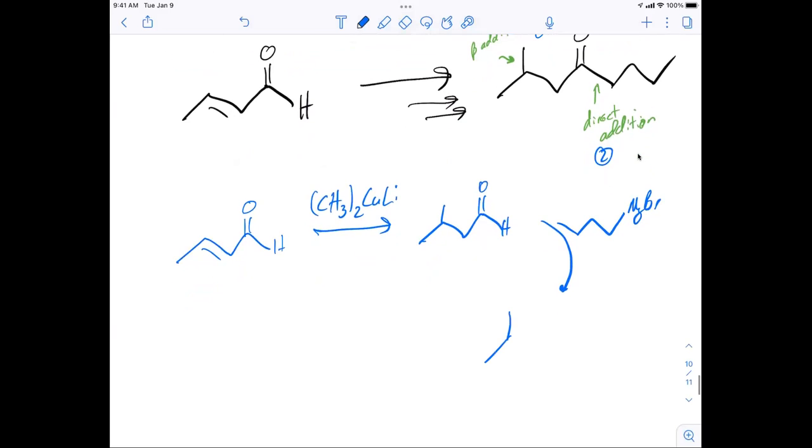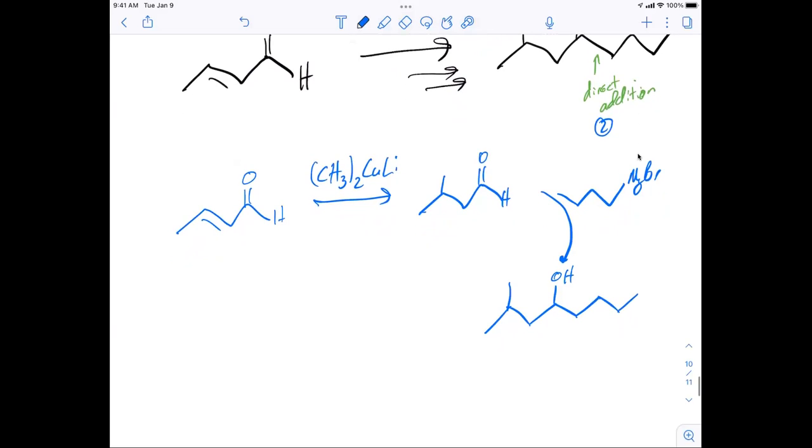And notice that after the direct addition, I actually convert my carbonyl into the alcohol, because the Grignard is directly attacking the carbonyl. That leaves me with the OH. And then how can I get from the OH back to the carbonyl? Well, this is just an oxidation.